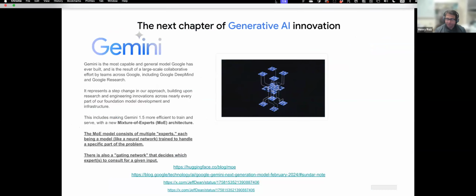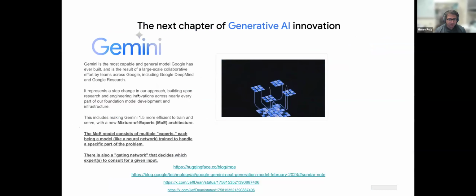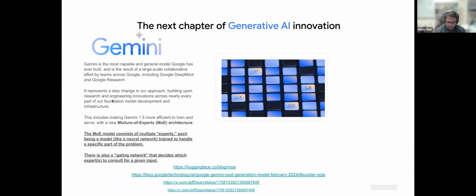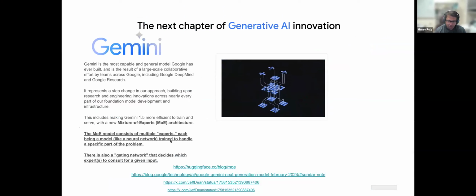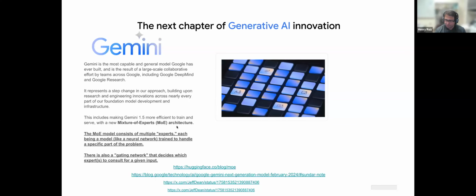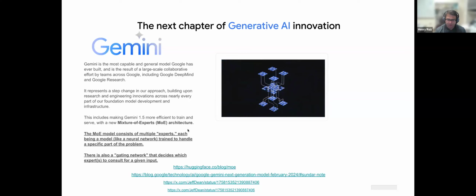So then Gemini is the most capable and general model Google has ever built, and it's the result of a large collaborative effort between Google, Google DeepMind, and Google Research. As you have probably heard in this series of talks about Gemini a lot, the only thing I wanted to mention here is that Gemini internally uses something called a mixture of experts architecture for the implementation.